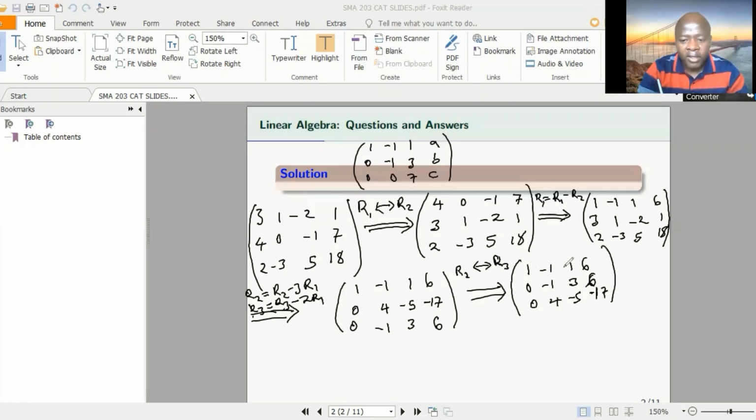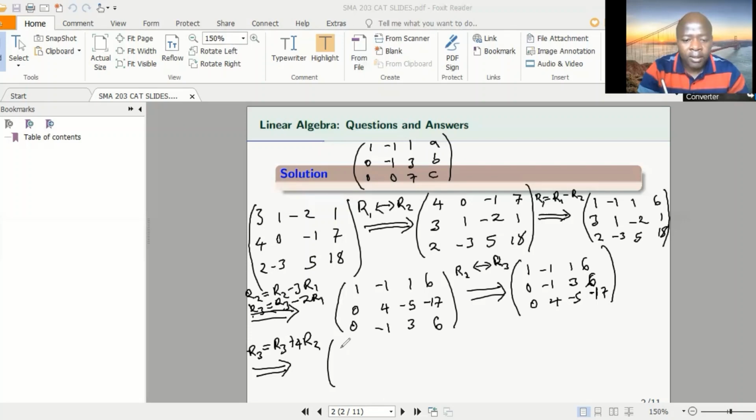So the first row now is in the format that is required by the question. The second row also is in the format that is required by the question. Now let's come to the third row and create a 0 in this position. So to create a 0 in that position, I'm looking for the new row 3. And how do I achieve that? By taking the current row 3 plus 4 row 2.